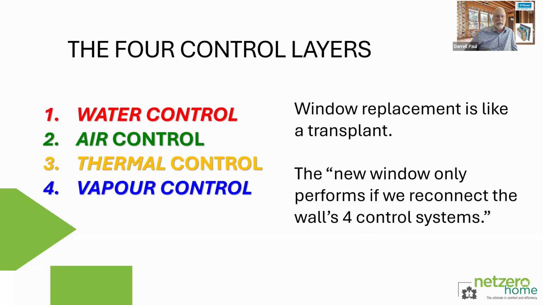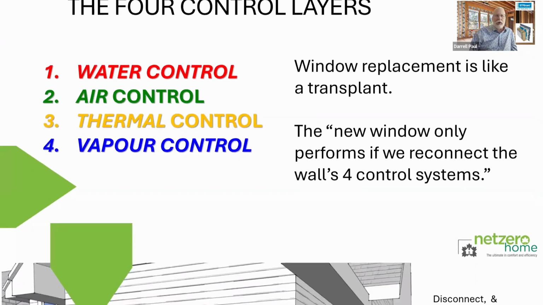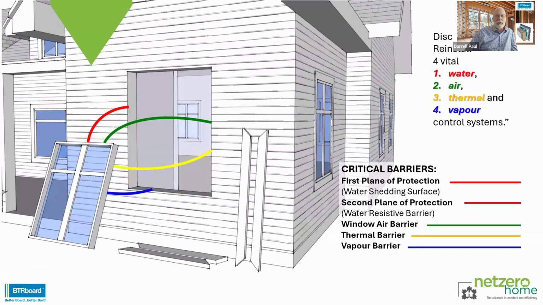You have thermal control, so insulation, which reduces condensation potential. And then you have vapor control, which of the four of them, vapor is the least concerning issue here because most of the time, vapor by means of diffusion is more for a drying potential than it is for a wetting potential.